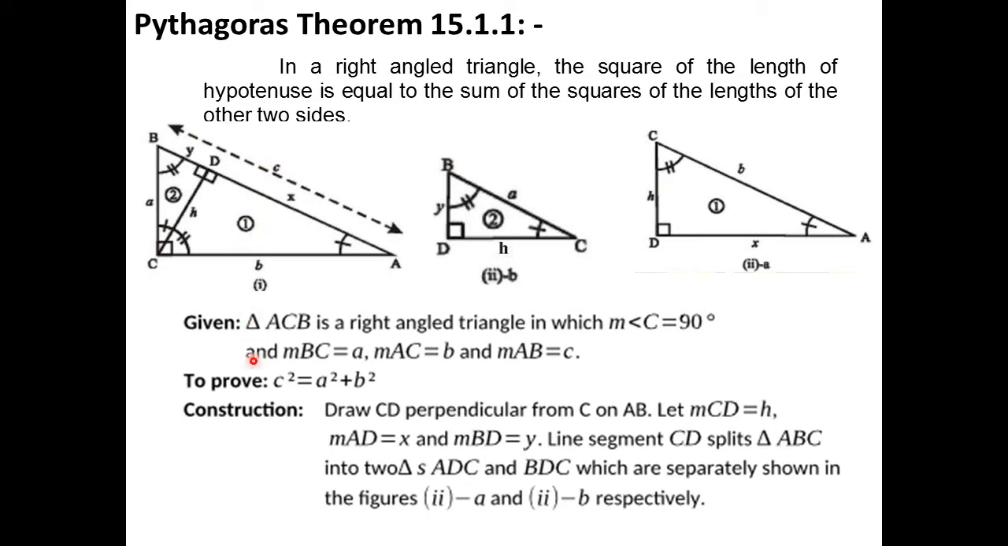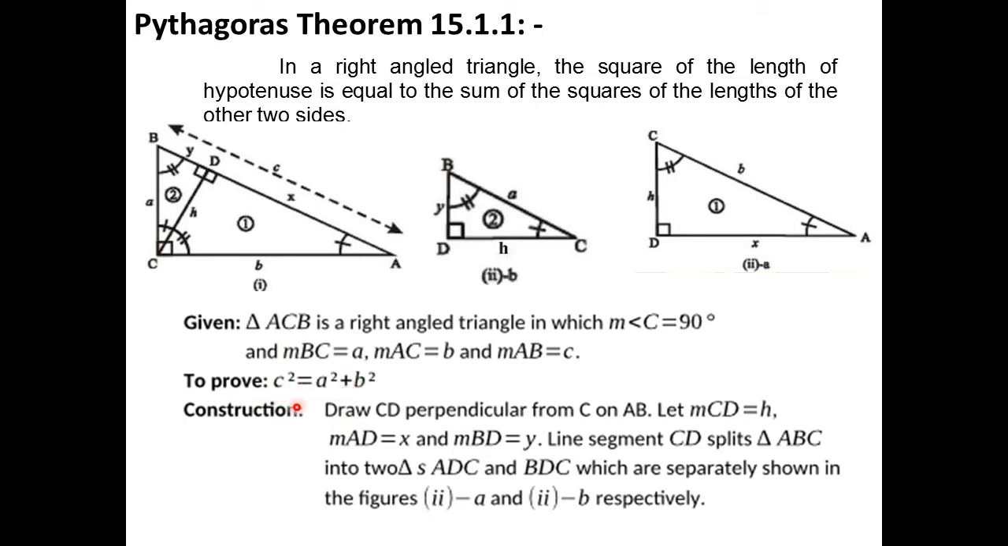Now what is to be proved? Let's go back to the statement first. In a right angle triangle, the square of the length of the hypotenuse. What is the hypotenuse in the figure? This small c, which is also represented by this AB. So this hypotenuse, small c, is equal to the sum of the squares of the lengths of the other two sides. The other two sides mean a and b. Sum of the squares means a square plus b square. So what is to be proved? This equality is to be proved, that is c square is equal to a square plus b square.